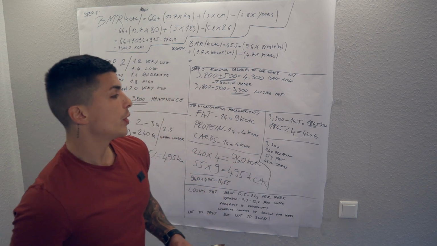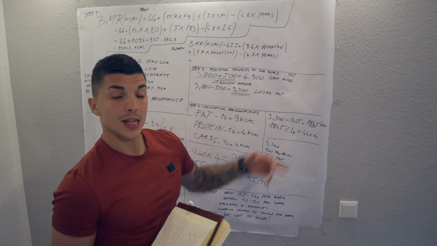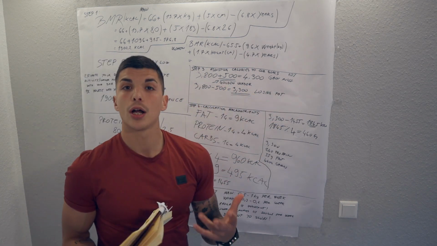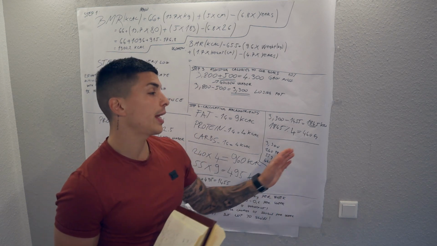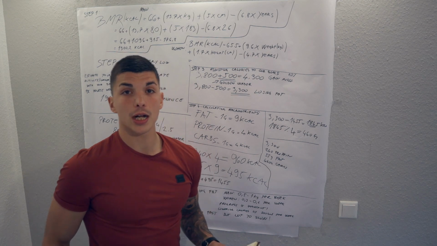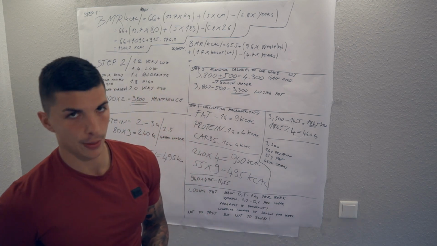I'm going to go with the calories for losing fat, my cutting calories. If you want to maintain your weight, again, you take your maintenance calories. If you want to gain weight, you take your bulking calories. So first of all, we want to calculate our protein. How do we calculate our protein?